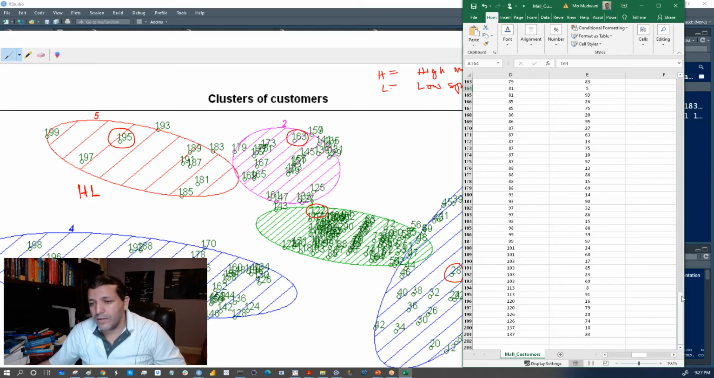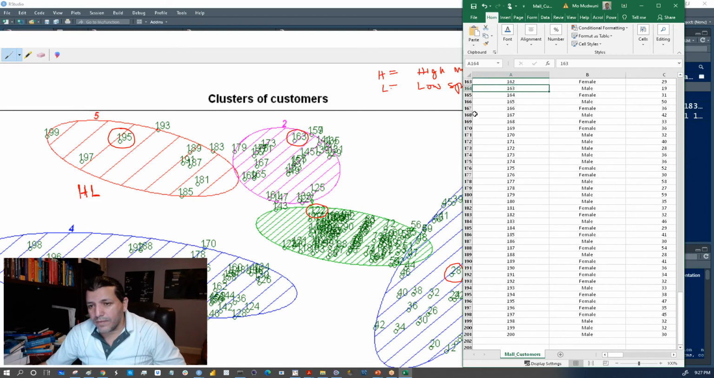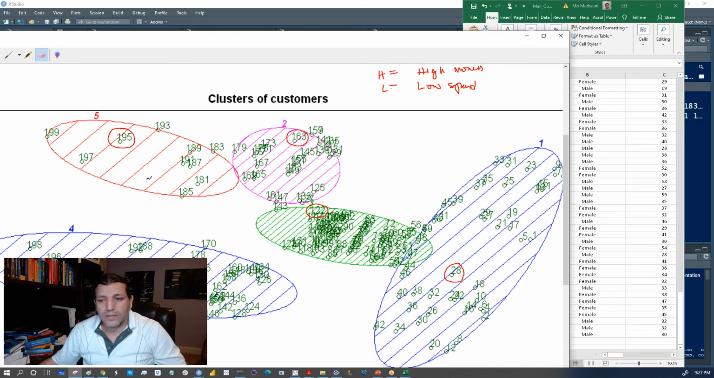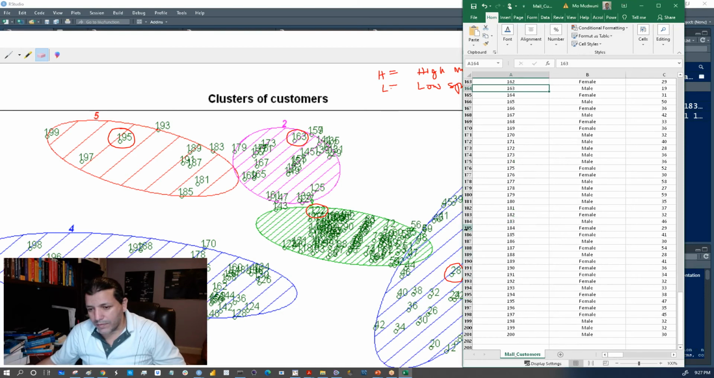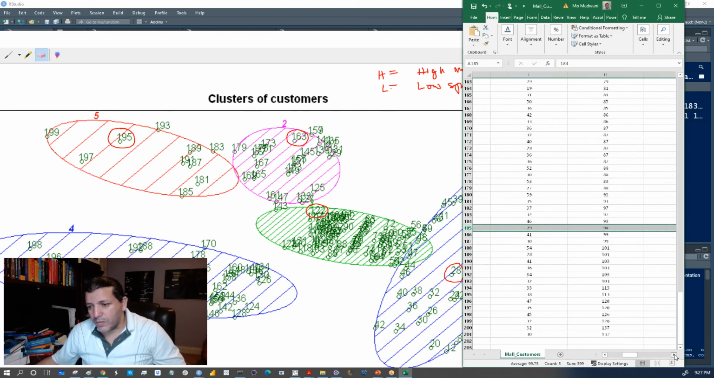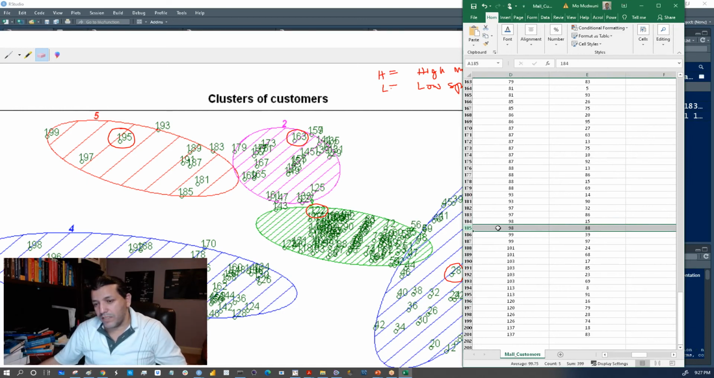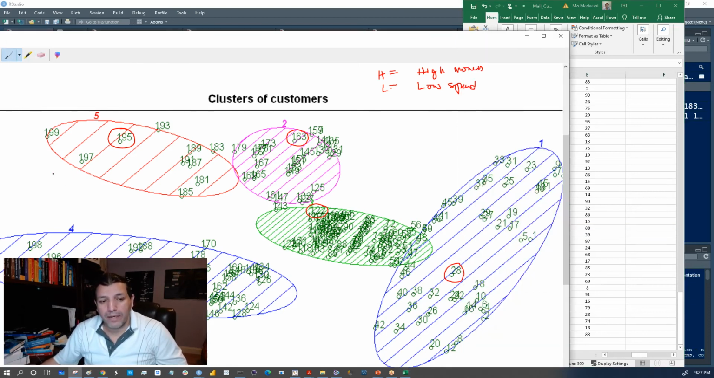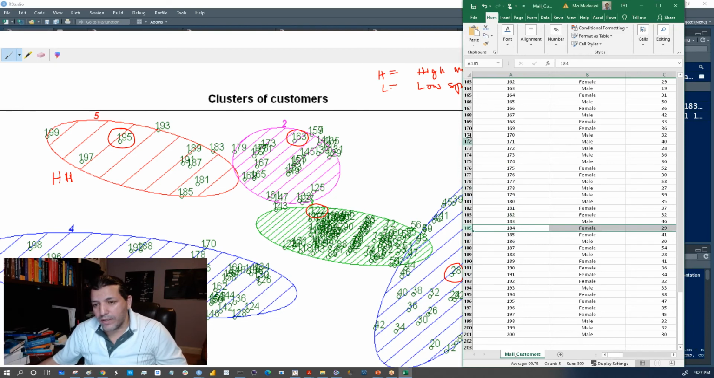163. Hold on. Yeah, actually this is wrong. So 195 first. Let's do 195 one more time. So this is 195. She's making $92, and her score is very high money. She's making a lot of money, and she's spending a lot of money with us. 163. Here we go.